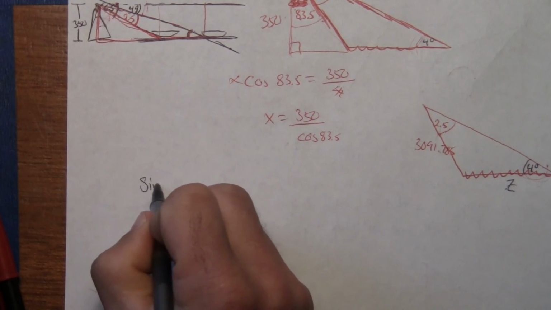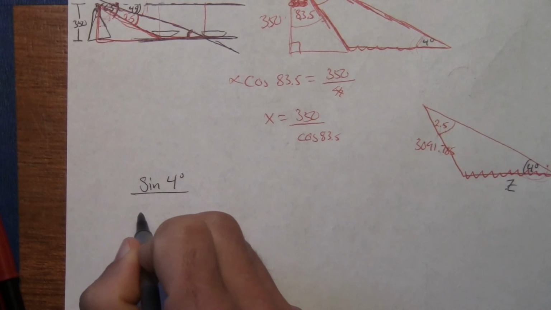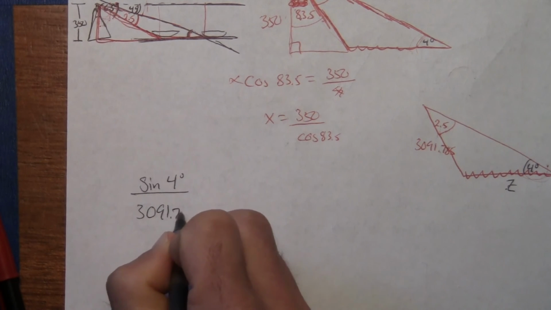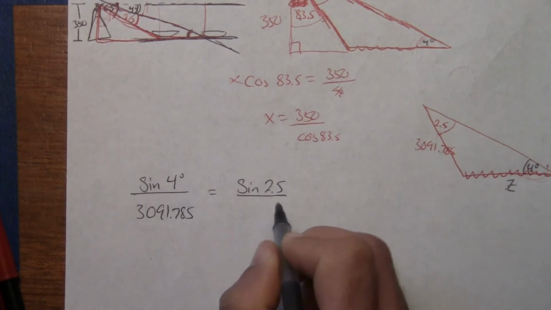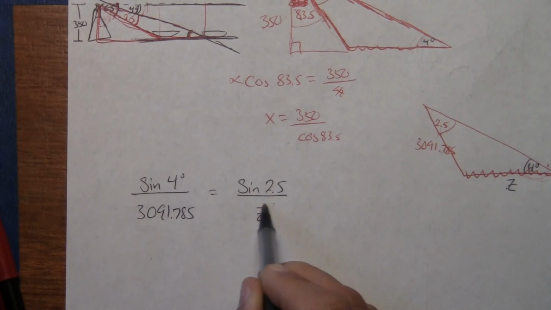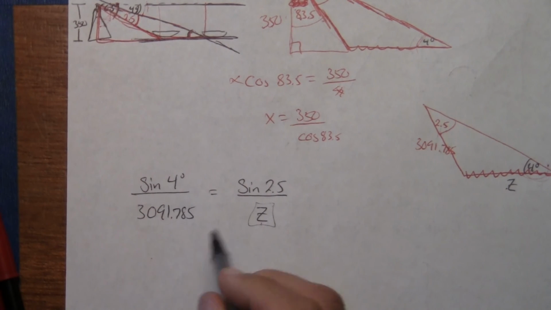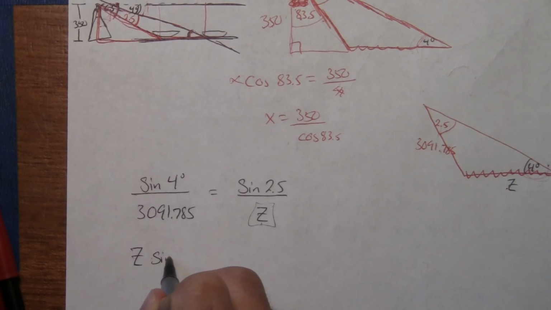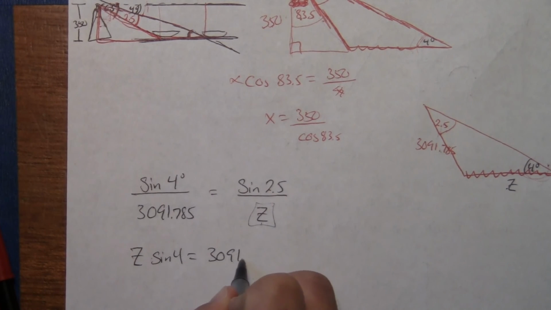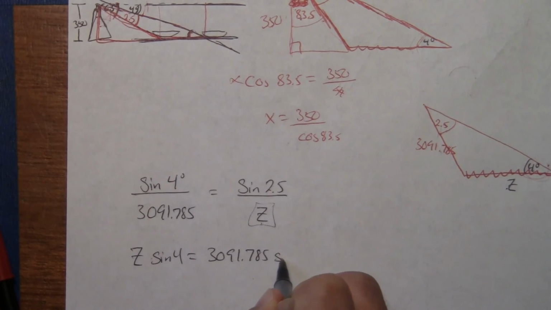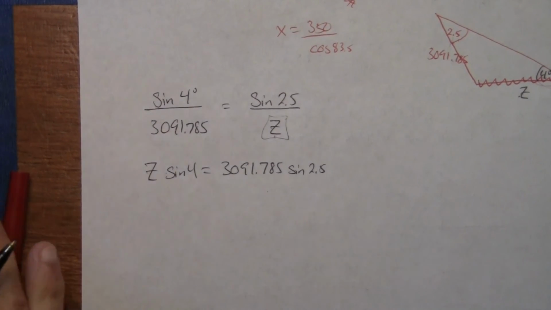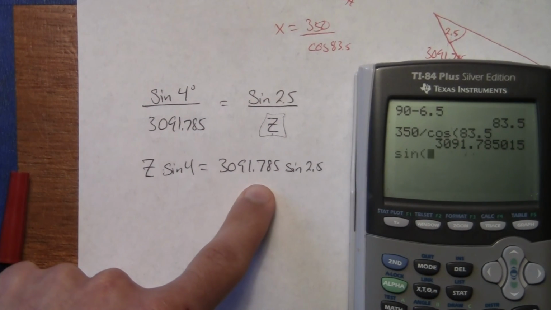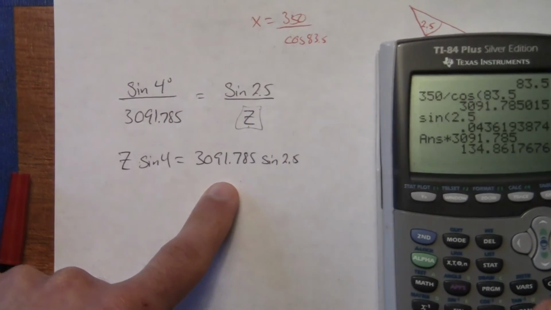I can say that the sine of 4 degrees divided by the side opposite, 3091.785, should equal the sine of 2.5 degrees divided by the side opposite, which is z. Trying to solve for z, it's in the denominator, so I would probably cross multiply right now and say z times the sine of 4 is equal to 3091.785 times the sine of 2.5. And now the calculator is going to come in handy. So let's type this in. Sine 2.5 times 3091.785.